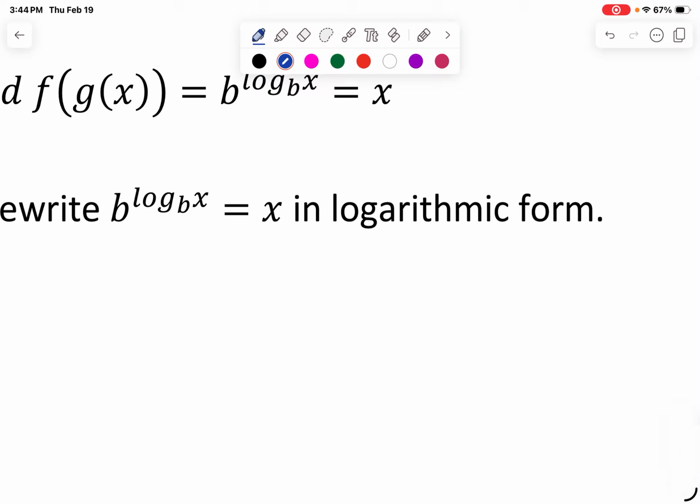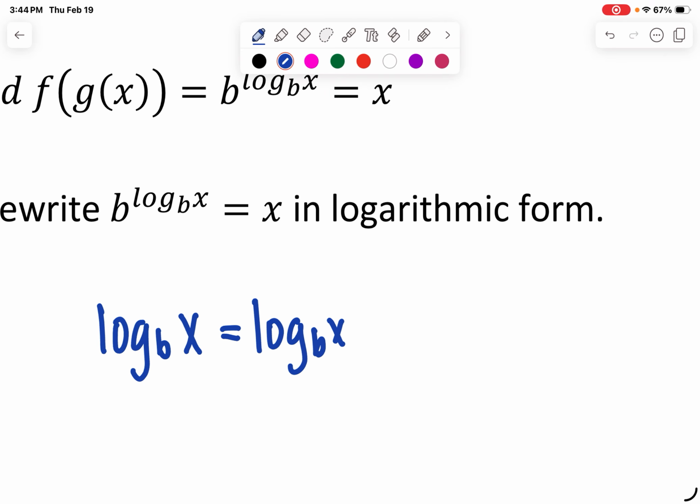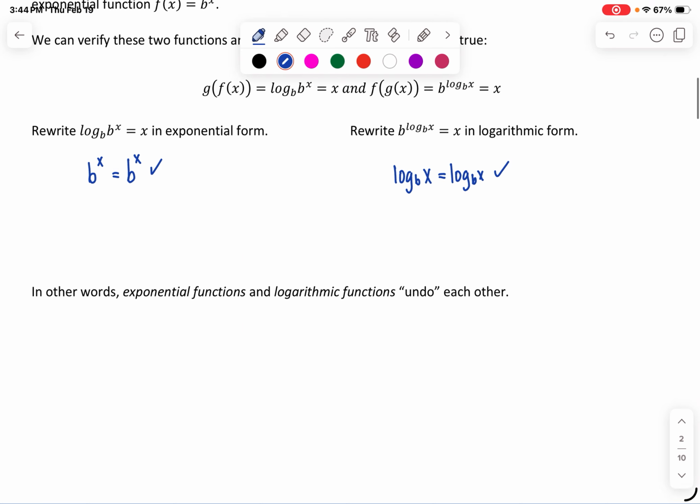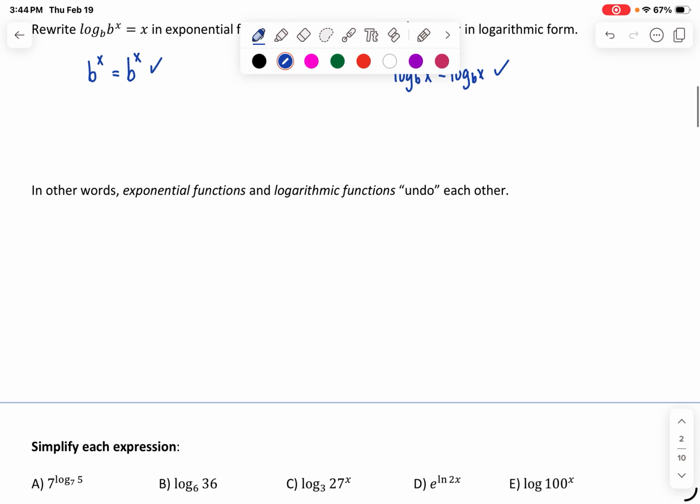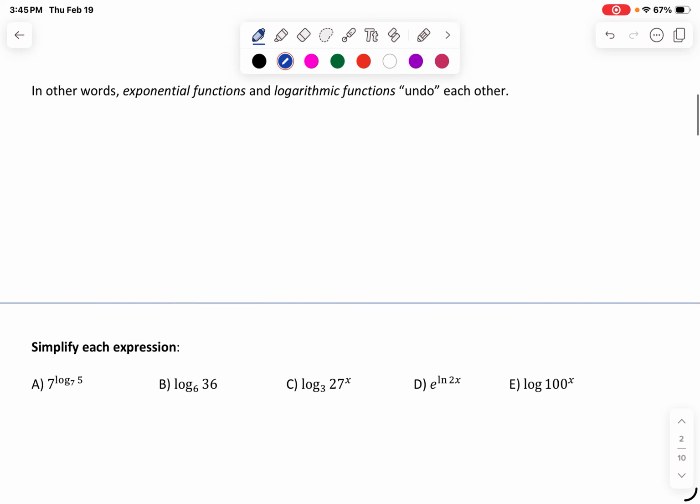And then this one right here is an exponential form, right? Because this is your base, this is your exponent. Rewrite it in logarithmic form. So log, write down your base right there. Your argument is what it's equal to, x, and it is equal to your exponent. This is my exponent. True. So that is proving that it's true. In other words, exponential functions and logarithmic functions undo each other. They are inverses of each other, okay?